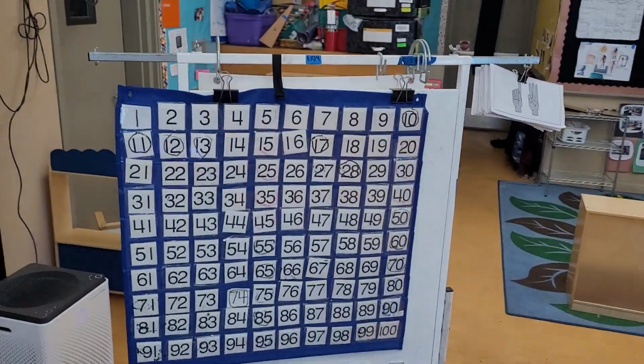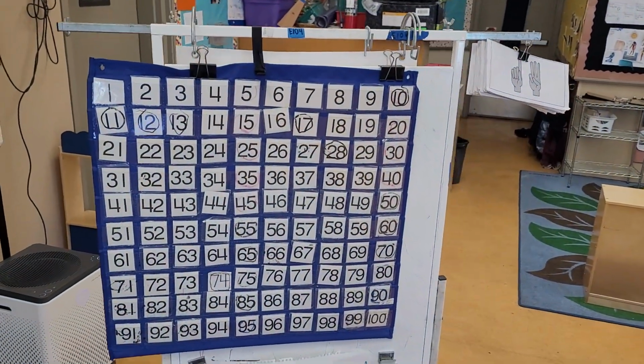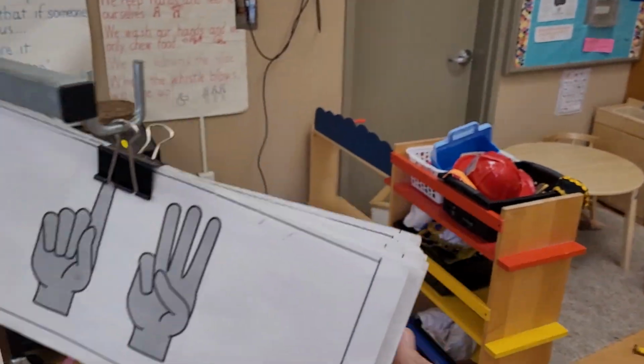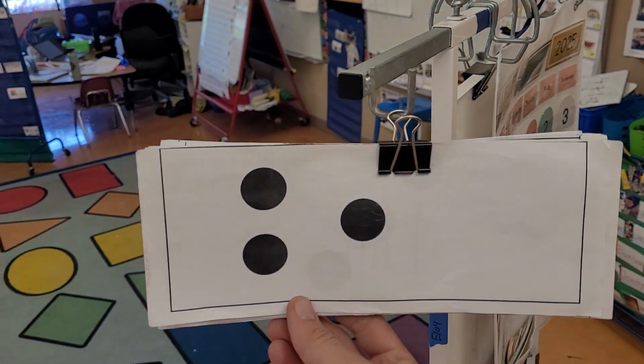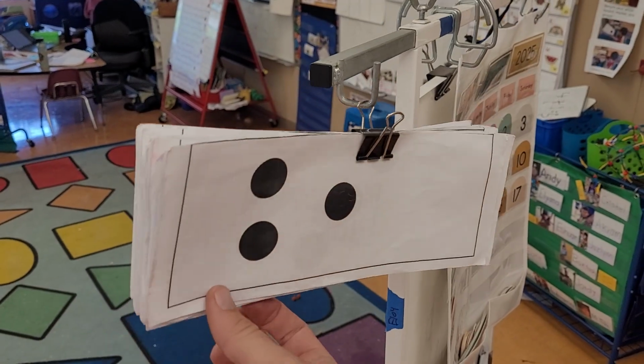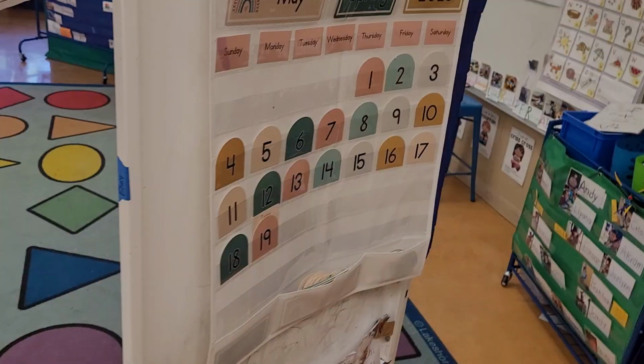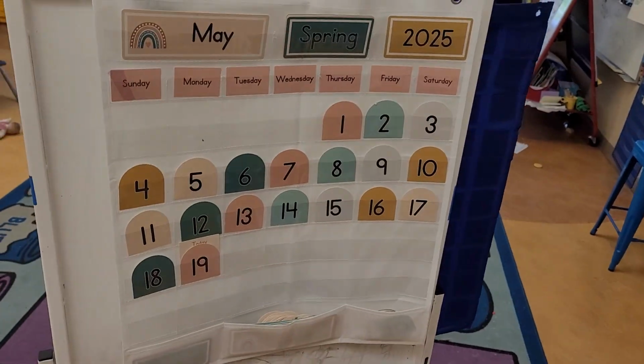You can see here's our counting to 100 chart. This is to help them with dot talk, so they show the number on their finger and then they call it out to try to get them more automatic in recognizing certain amounts.